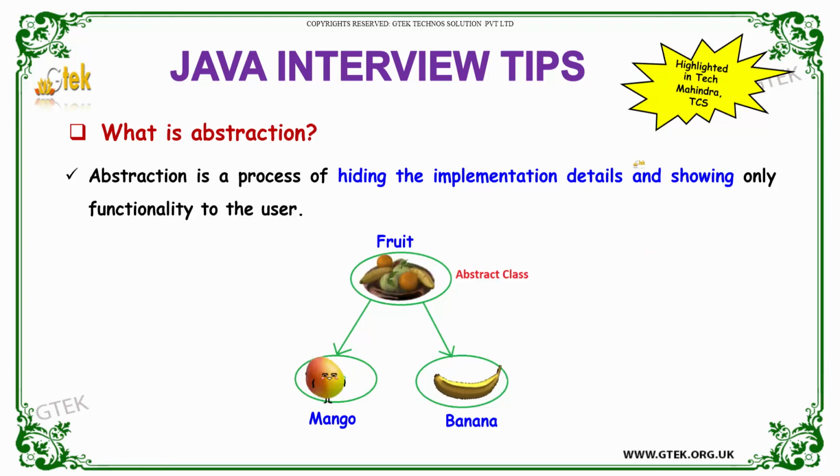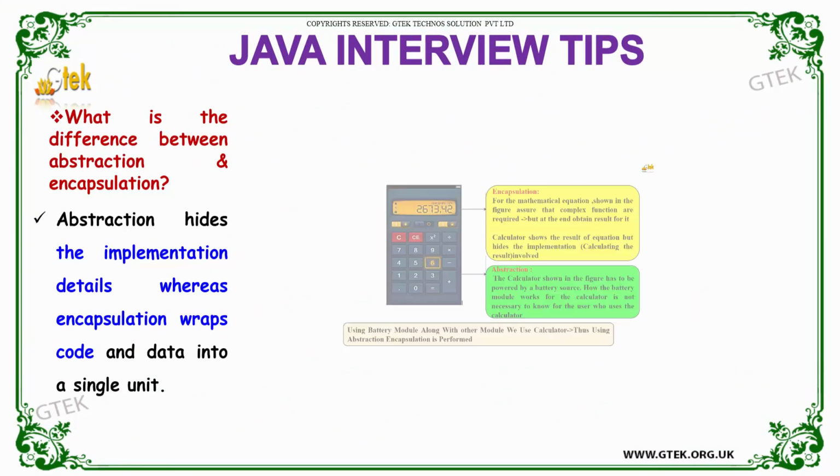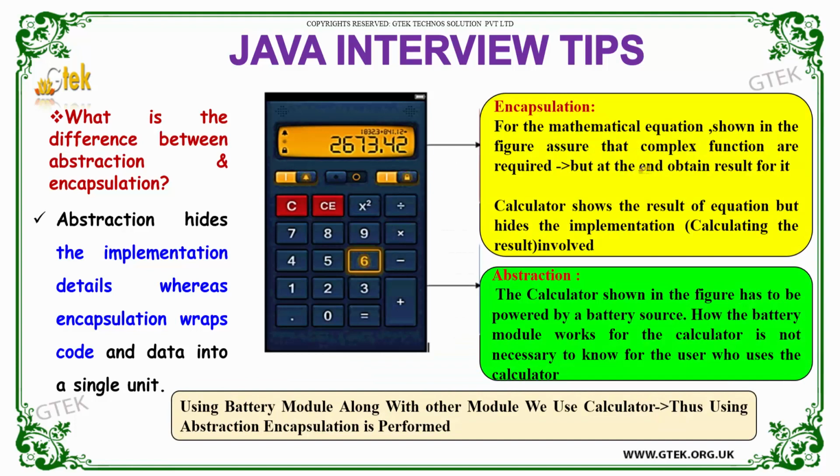These types of questions are highlighted in interviews of Tech Mahindra and TCS. Let us move on to our next question. What is the difference between abstraction and encapsulation? Abstraction hides the implementation details, whereas encapsulation wraps the code and the data into a single unit.